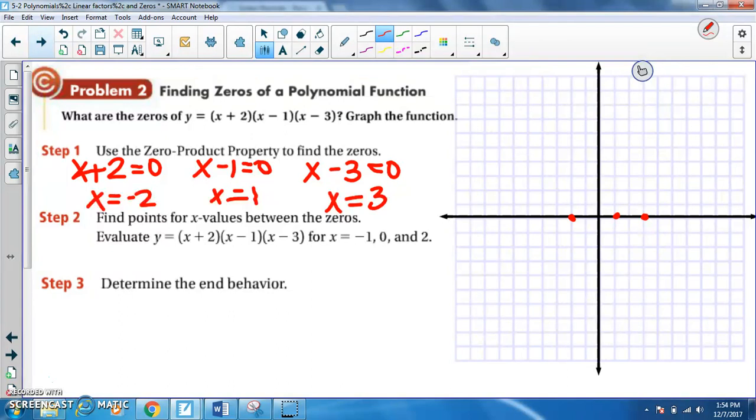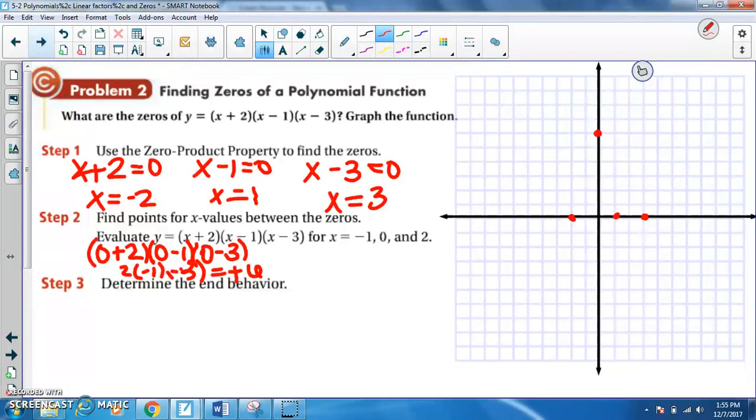We are going to find points for x values between our zeros to test. So, in between negative 2 and 1, we could pick 0. If we plug in 0, we would get 0 plus 2 times 0 minus 1 times 0 minus 3, which would be 2 times negative 1 times negative 3 is equal to negative 6. I'm sorry, positive 6. 1, 2, 3, 4, 5, 6.